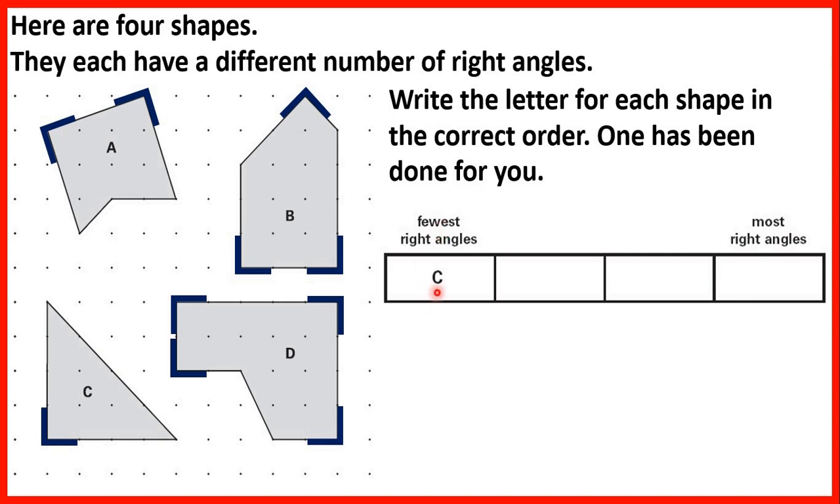So that means that C has the fewest right angles because it only has 1. Next we have A because that has 2. Then we have shape B which has 3 right angles, and the most right angles we have in shape D because we have 4 right angles in shape D.